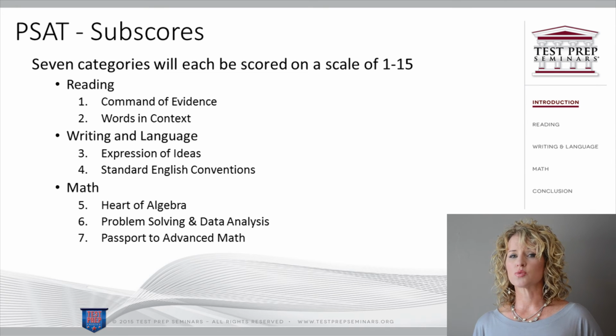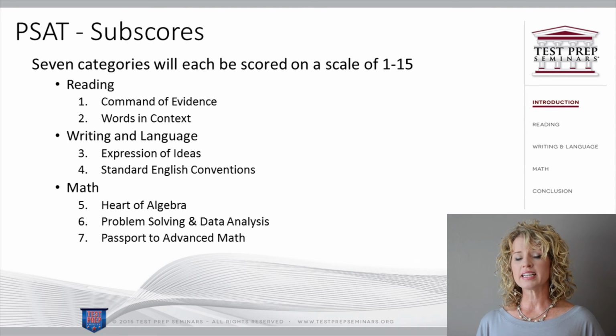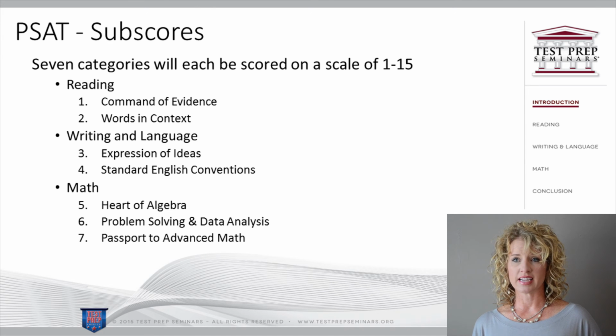This information is really good for you though, because it'll be a great indicator of where you need to spend your time moving forward to either improve your score or get your score to the level that you need it to be going forward into the SAT.